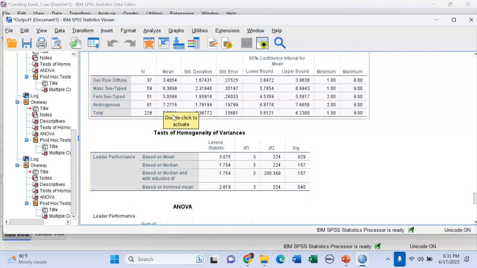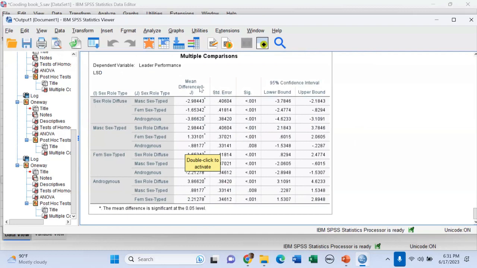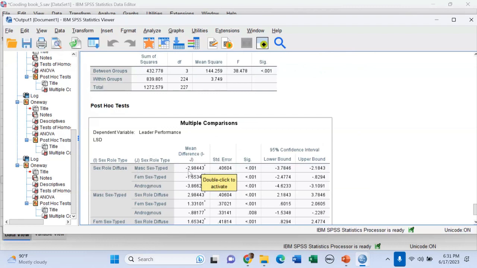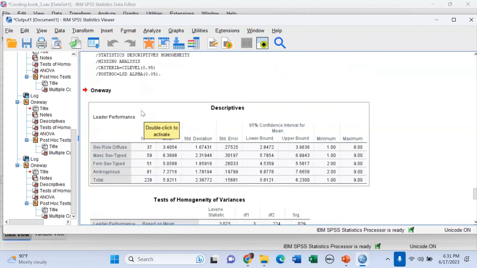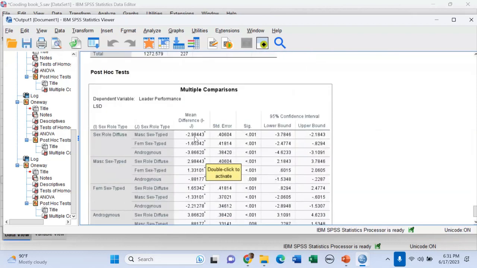Now, here, I want to understand how much difference we have. For that, we have post hoc analysis. Here, I is nothing but the sexually diffuse score, that is 3.4054, minus J. For this particular row, J is nothing but masculine sex type. The masculine sex type mean is 6.3898. If you do 3.40 minus 6.38, you will get minus 2.98. That is the mean difference between sexually diffuse and masculine sex type. Got it? Is it clear? You want me to repeat it again?